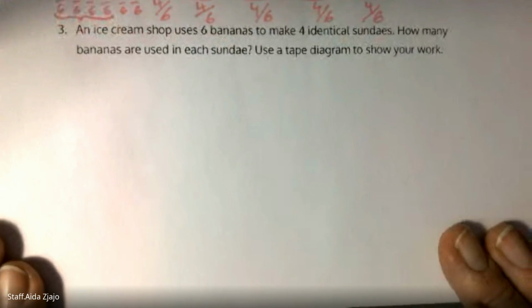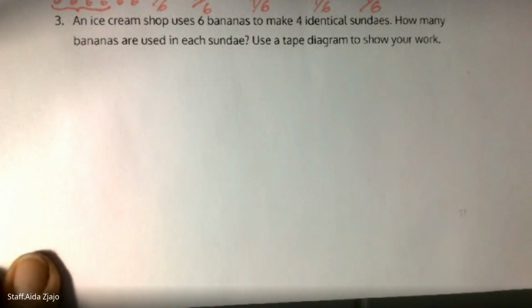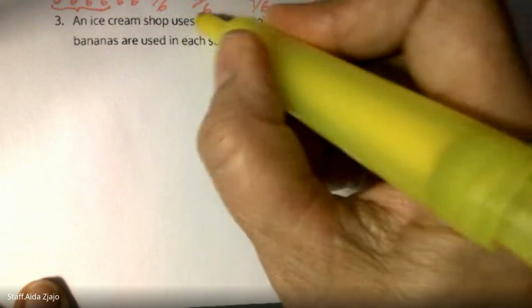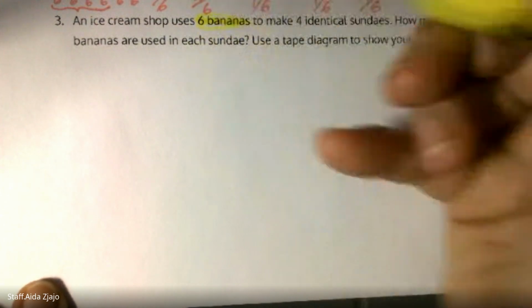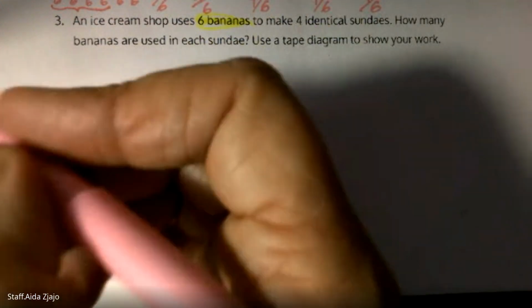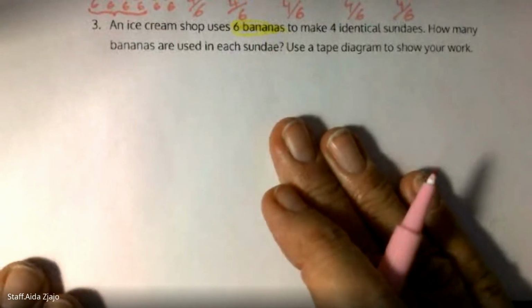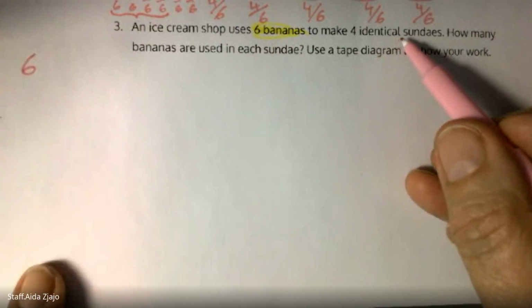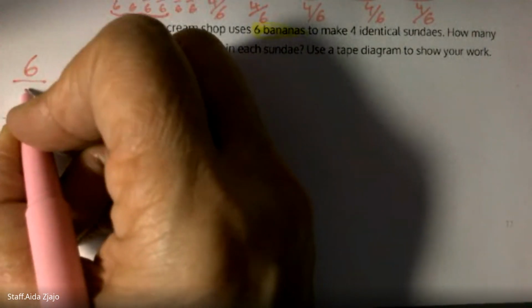Okay, so now thinking about what we have. We have 6 bananas. What we have always goes on the top. So we have 6 bananas, and we need to make 4 sundaes. Dividing by 4: 6 divided by 4.